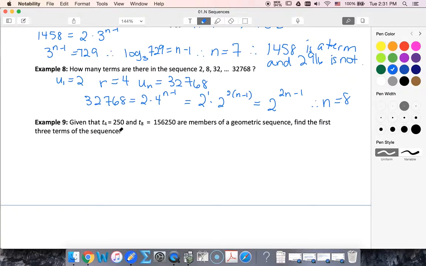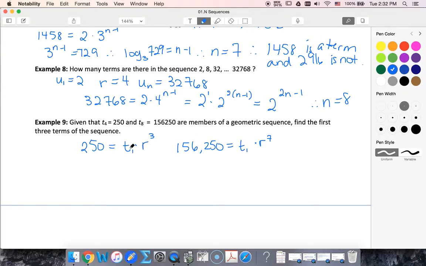All right, now we have a 4th term and an 8th term. They're members of a geometric sequence. Find the first 3. Again, I'm going to use my formula. 250 is going to be the first term times r to the 3rd. 156,250 is going to be the first term times r to the 7th.